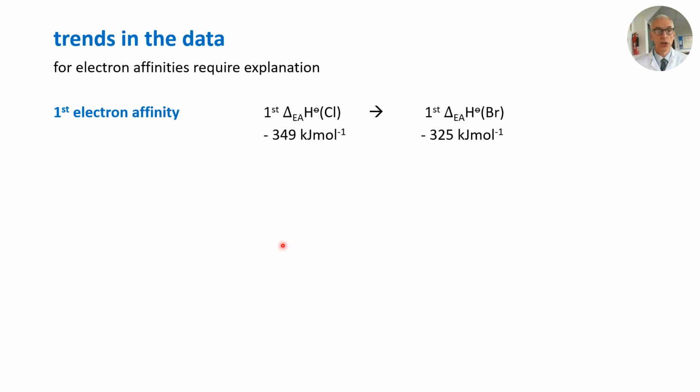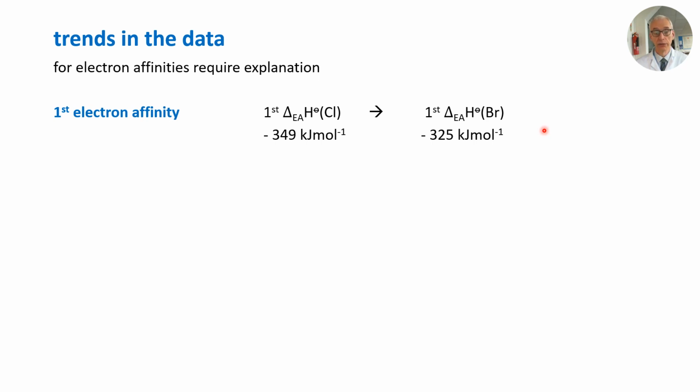So let's look now at electron affinities, and of course the arguments about electron affinities, where electrons are gained rather than lost, are going to be opposites to those arguments for ionization energies. So the first electron affinity for chlorine is exothermic by 349, whereas for bromine, exothermic by 325. Pause. Can you come up with an explanation for that trend?